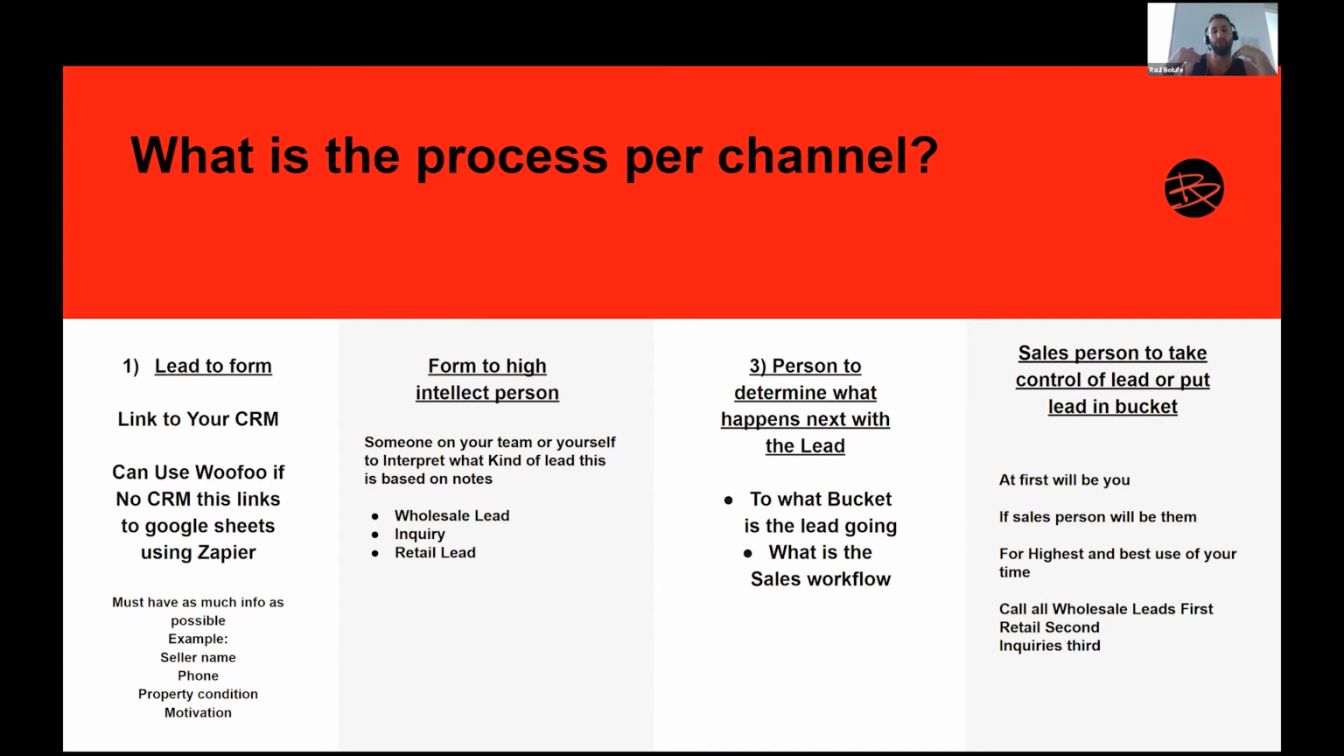now it's time for you to rank the lead. You can say, okay, this is a hot wholesale lead, this is a warm lead, this is a cold lead, etc. After you rank it, you want to determine what happens next. So you texted them, you ranked it, and the next step is a phone call or a phone offer with them. Now that you ranked it, you have the next step. Right now it's just you, so you, the salesperson, would take control and be the next step of that property.